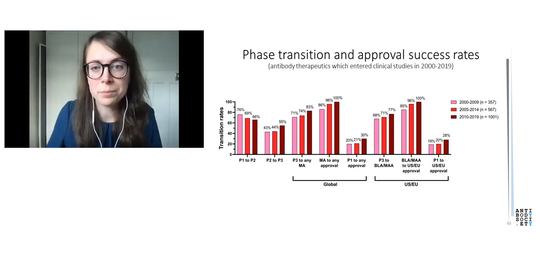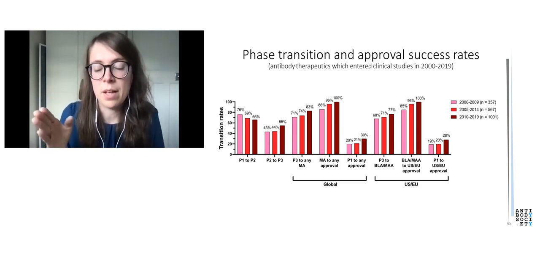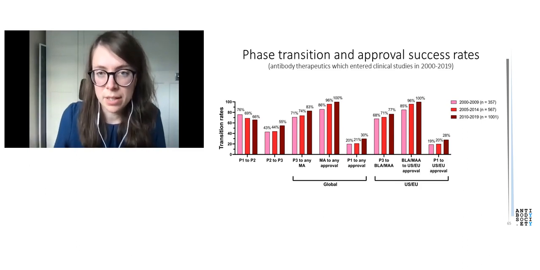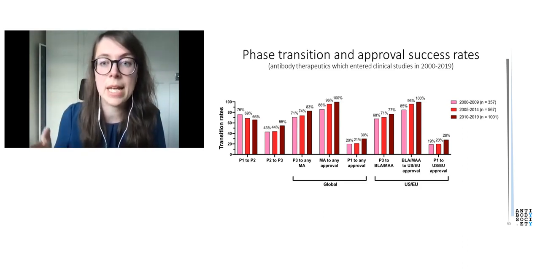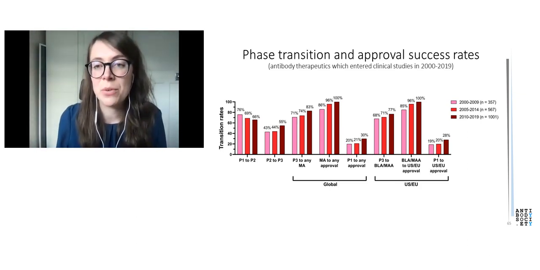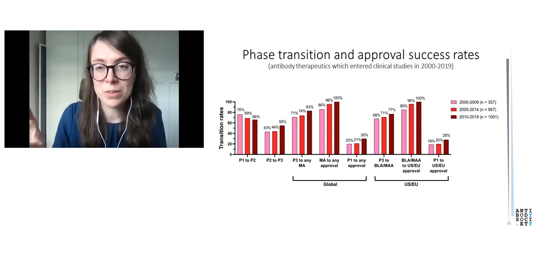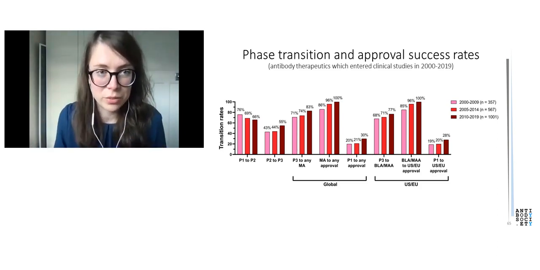As you can see from the key on the right, we have antibodies which entered clinical studies between 2000 and 2009, between 2005 and 2014, and 2010 and 2019. And as you can see from the N numbers in brackets, the more recent the time period, the higher the number of antibodies, which is in line with the trends I showed you at the beginning of the presentation.